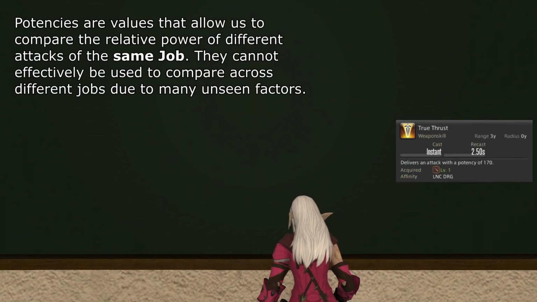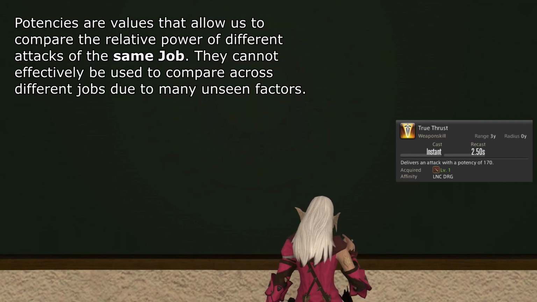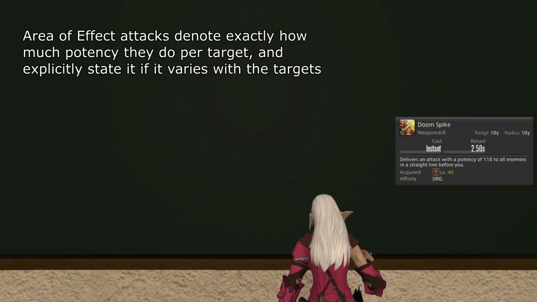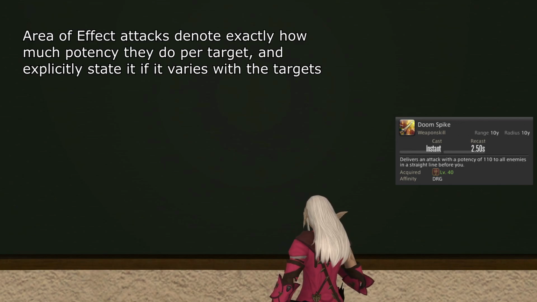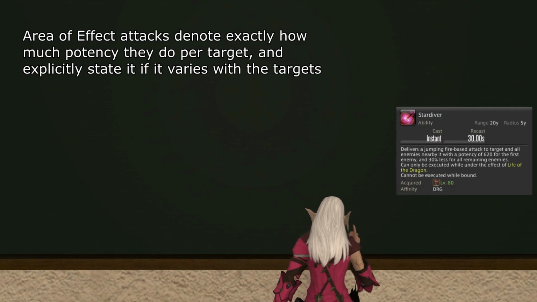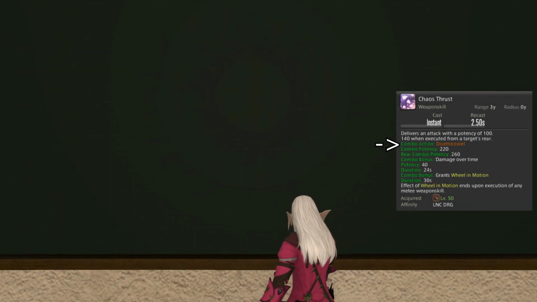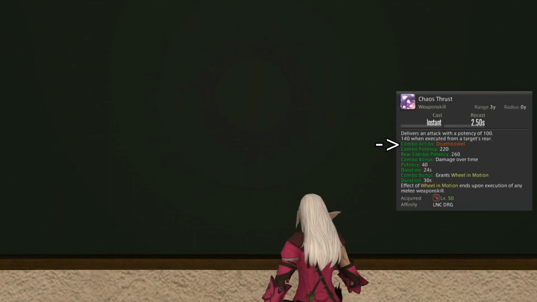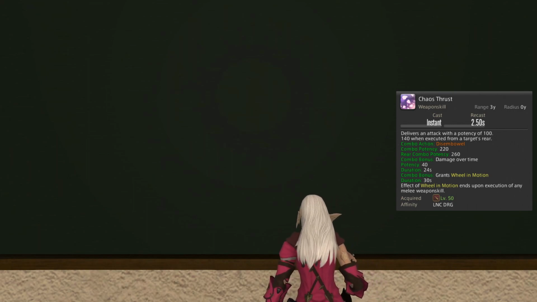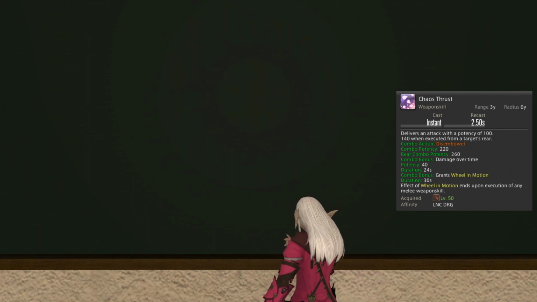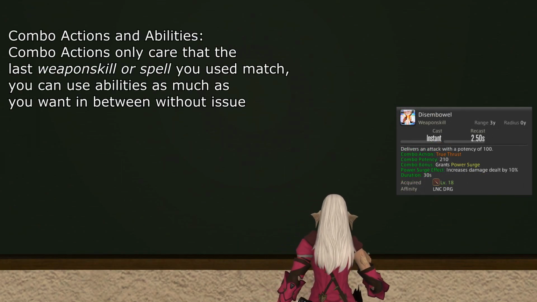Potencies are values that can be used to compare the power between two actions of the same job. Area of effect attacks denote how much damage they do to every target, meaning that it is as easy as counting the number of enemies to know how much potency of damage they do. Combo-based actions state which action you need to use before it to gain the vast majority of its effects, and such an action is only counted as actually used if you use it correctly, meaning as a combo. So you cannot cheat and use a step 2 into a step 3 without getting the step 1.